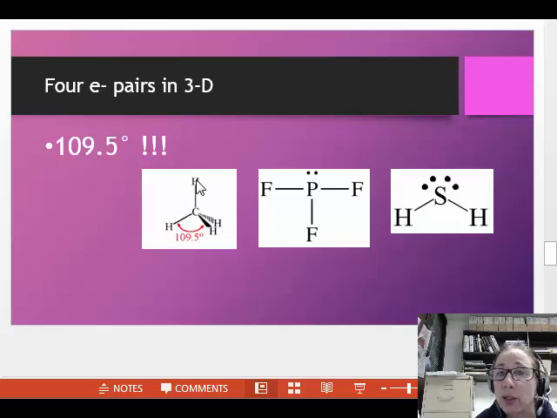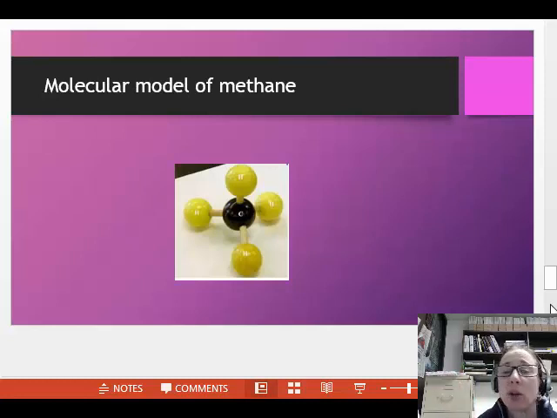The solid lines represent bonds that are in the plane of the paper or the screen, while the solid wedge represents a bond that is coming towards you from the screen, and the hatched wedge represents a bond that is behind the plane of the screen or paper. This ball and stick model of methane shows these angles.